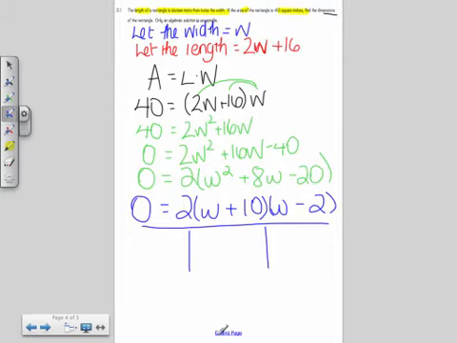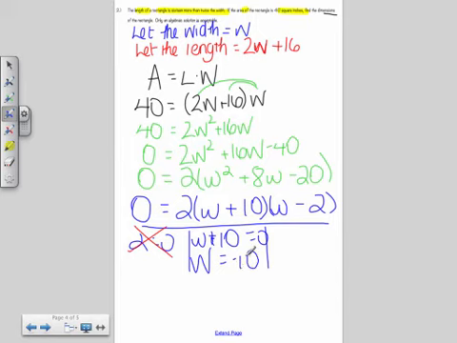So then I go ahead and figure out what my different factors are going to be. I set them each equal to 0. My first one is just going to say 2 equals 0. That one doesn't work, so I just cross it off. My next one is going to say W plus 10 equals 0. That's a plus sign. W plus 10 equals 0. So that means W equals negative 10.